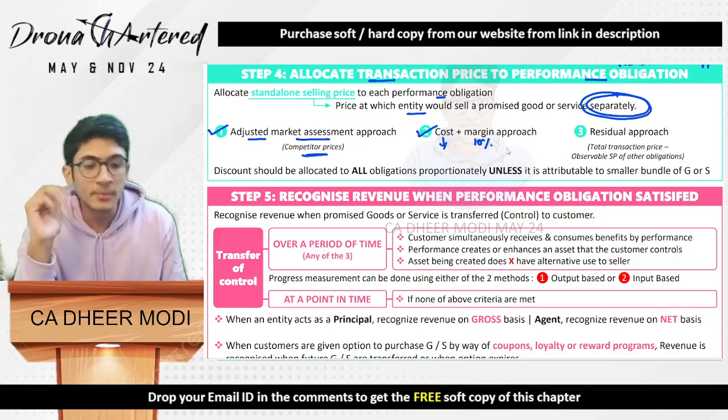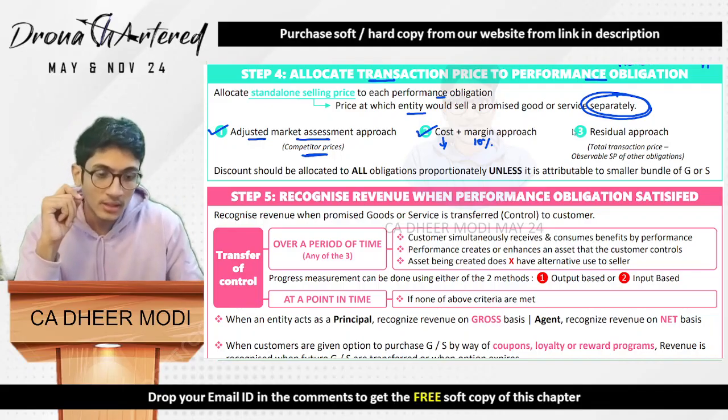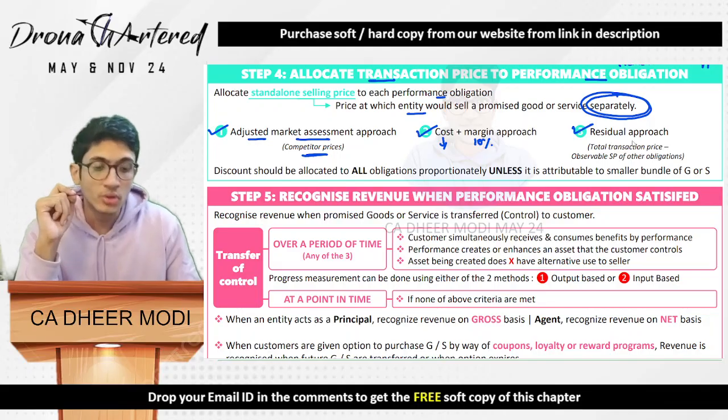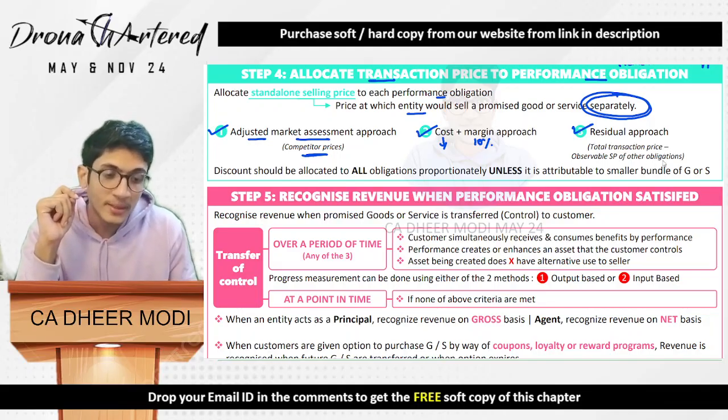Say for example, you usually charge a 10% margin. So that will become your standalone transaction price. And third is your residual approach. That means your total transaction price minus the observable selling price of other obligations.